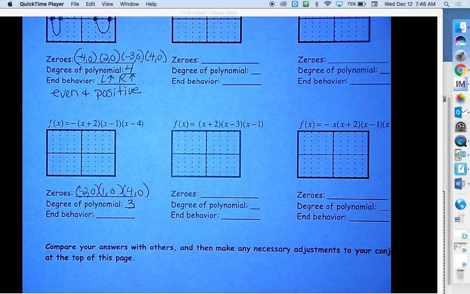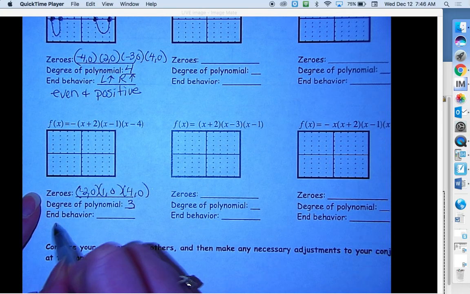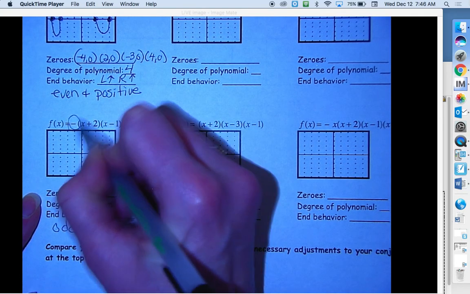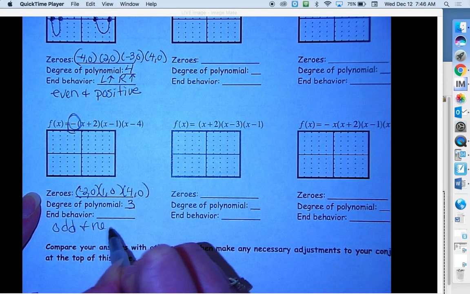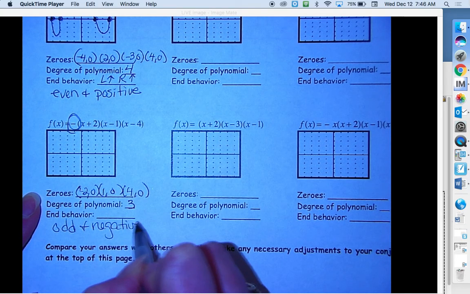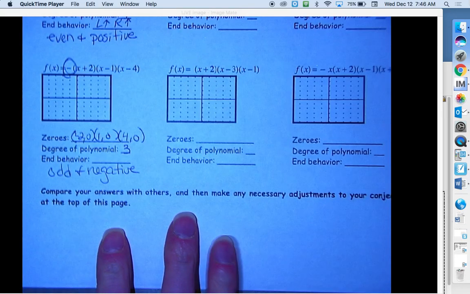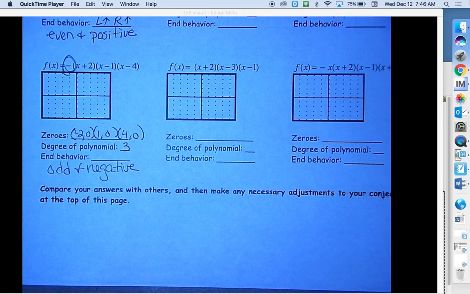So now we're looking at odd, because 3 is odd, and there's a negative sign in front, so it's odd and negative. So Melanie, what do you know about graphs that are odd and negative in their end behavior? The left side goes up and the right side goes down. Nice, so the left side goes up, the right side goes down.